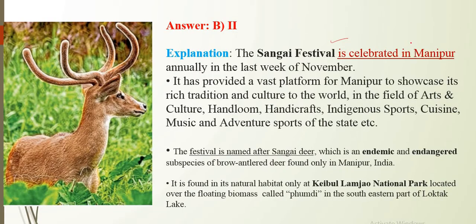This festival is celebrated in Manipur and it has been named after the Sangai deer, and the image is given here, which is an endemic and endangered subspecies of brown antlered deer found only in Manipur. So do remember this fact that it is found only in Manipur and it is endemic and endangered also. And it is found in its natural habitat only at Keibul Lamjao National Park, which is located in Manipur, and over the floating biomass called Phumdi in the southeastern part of Loktak Lake.